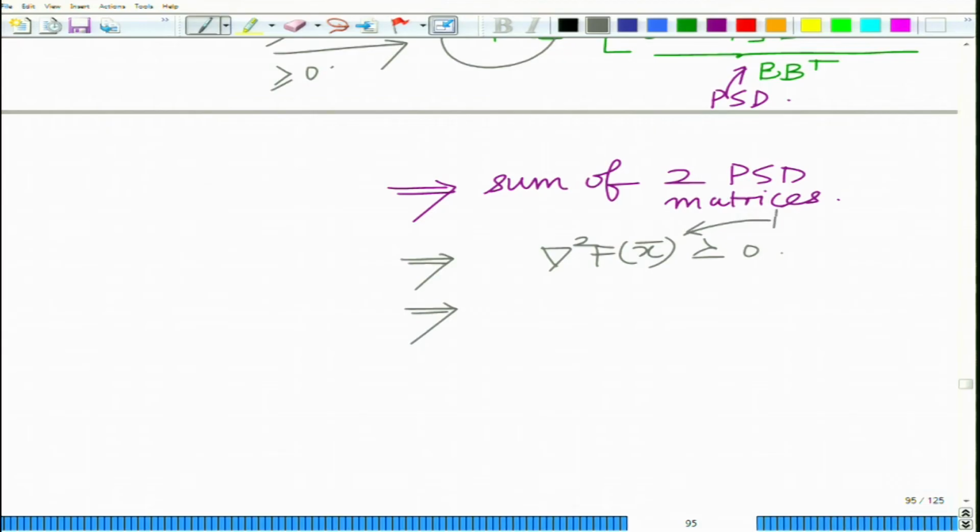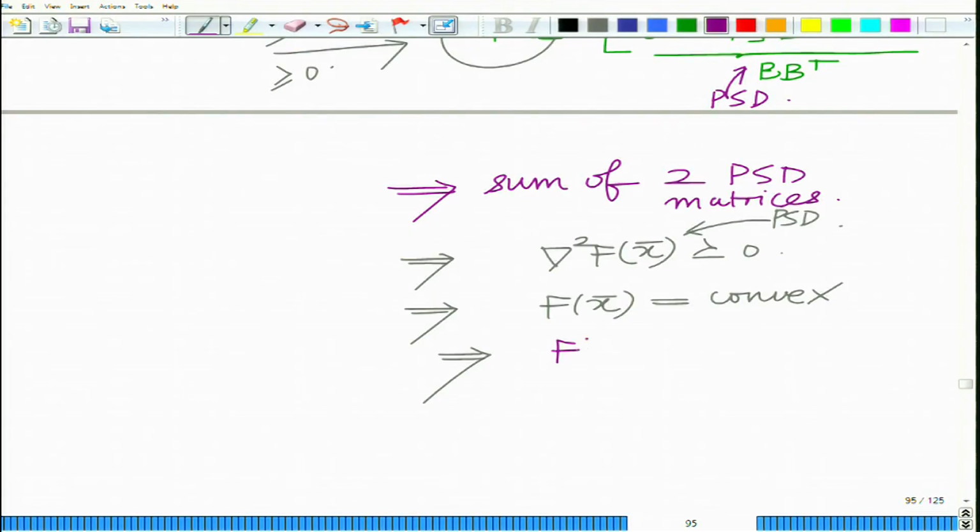Remember this notation, which implies that f of x bar is convex, and it can also be seen that since it is convex, it is also quasi-convex, because any convex function is also quasi-convex. Okay, so, this implies that f of x bar is also quasi-convex.